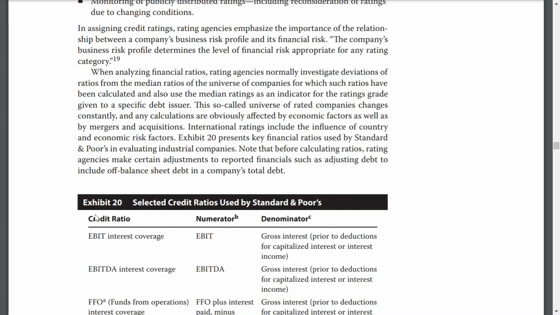This so-called universe of rated companies changes constantly, and any calculations are obviously affected by economic factors as well as by mergers and acquisitions. International ratings include the influence of country and economic risk factors. Exhibit 12 presents key financial ratios used by Standard & Poor's in evaluating industrial companies. Note that before calculating ratios, rating agencies make certain adjustments to reported financials, such as adjusting debt to include off-balance sheet items in the company's total debt.